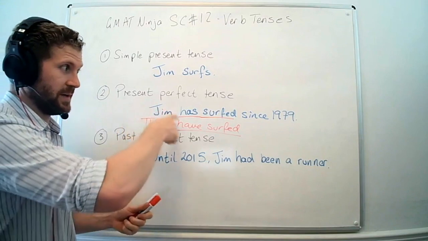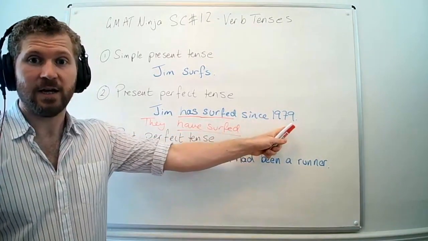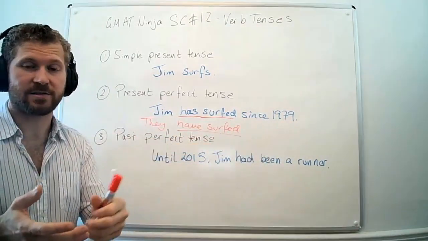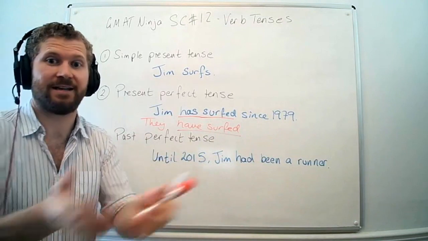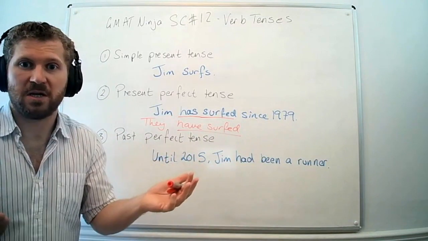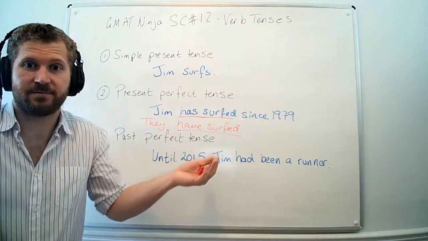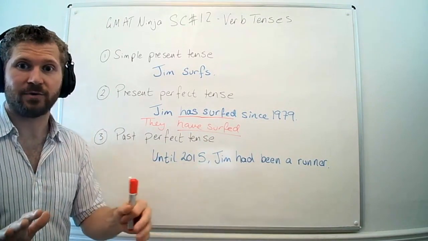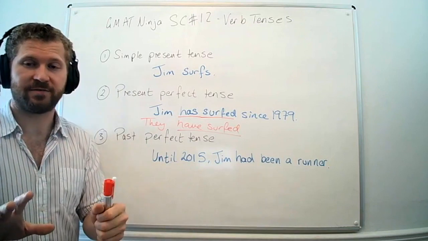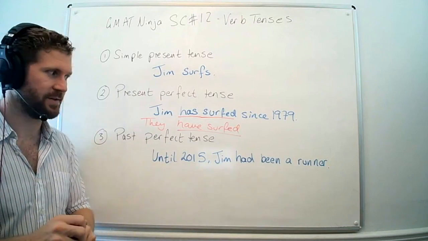Now, in this case, Jim has surfed since 1979. We've got an event that started in the past, started in 1979, presumably, and continues into the present. That seems to make sense. The tense makes sense with the context. We're going to be fine. That's about all there is to the present perfect. We're going to leave that to one side for now. It's going to come back later in the video.